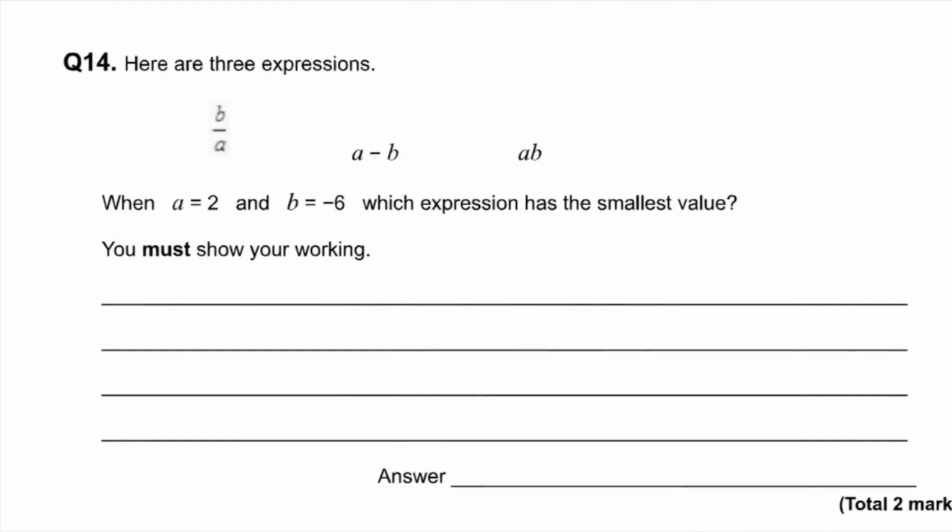When A is 2 and B is minus 6, which expression has the smallest value? Okay, well, if A is 2, it's going here, here, and here. And if B is minus 6, it's going here, here, and here. Let's work out the value of those 3 expressions then.